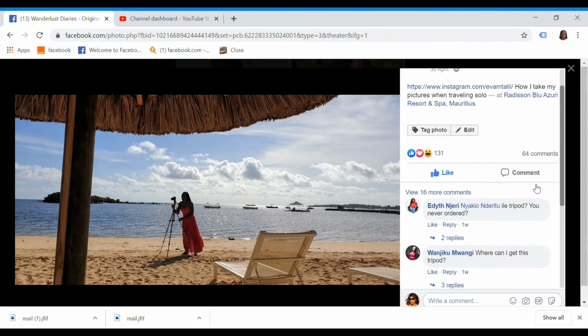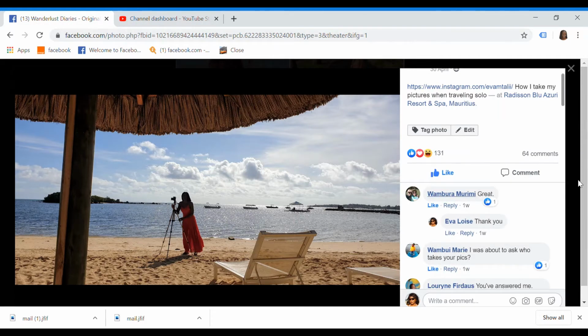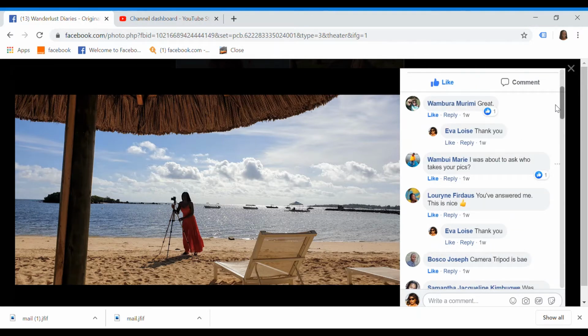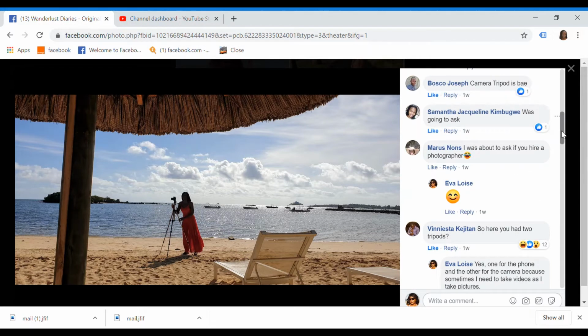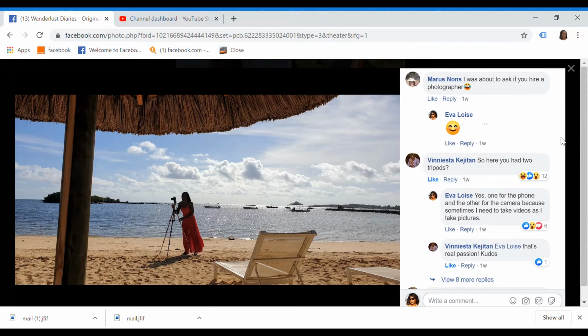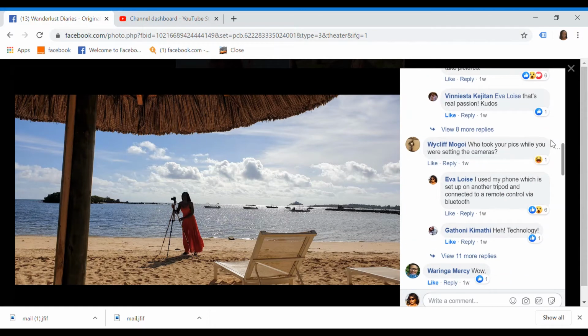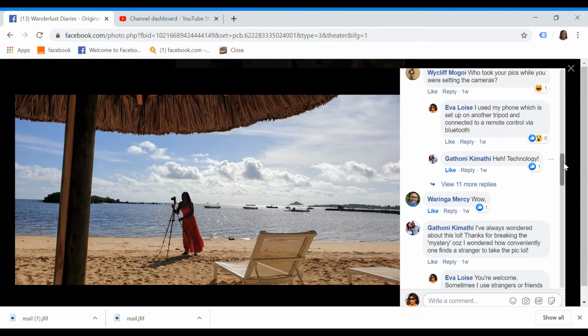You know, everyone is asking questions about the tripod. You see here, somebody asked, I was about to ask you who takes your pictures. So here you had two tripods, yeah, and I go ahead and explain, yes, one for the phone and the other for the camera, because sometimes I need to take videos as I take pictures. You can see who took your pictures while you were setting the camera. So there's all these questions, and I'm just repeating myself. I used my phone, which is set up on another tripod and connected to a remote control via Bluetooth.